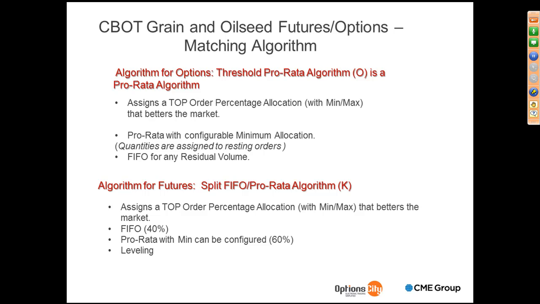And the next thing I'm going to talk about is the algo for futures. The algo for futures is called a split FIFO or pro rata algorithm. It's called K. The way this works is it has a top order percentage allocation that will better the market, meaning the tightest quote, the fastest quote. And then there is a FIFO allocation to it, which is 40%, and a pro rata, which is 60%. The leveling, which you have as a bullet point, is not applicable for ags. So it's applicable probably for interest rate futures, but it's not applicable for ag futures.